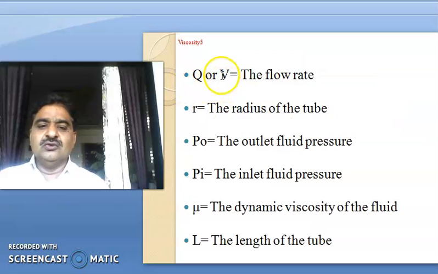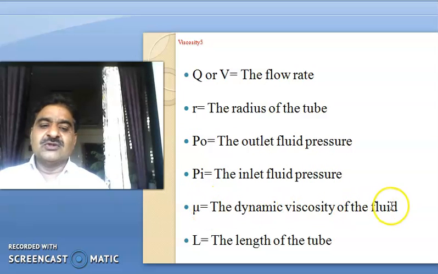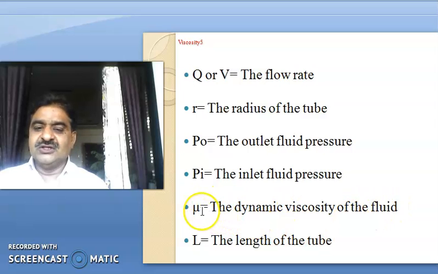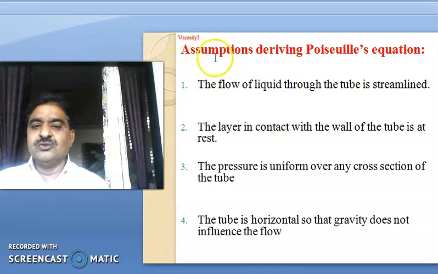Here V is the flow rate, r is the radius of the tube, the outlet pressure is Po, or sometimes it is shown by P2 also, the inlet fluid pressure is P1 or Pi, and eta is the dynamic viscosity of the fluid. L stands for the length of the tube, the length of the pipe which is used for the flow of the liquid. But in order to derive this Poiseuille's equation, we have to make some assumptions.